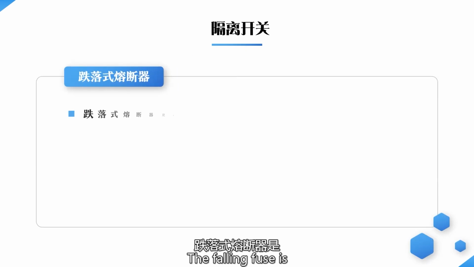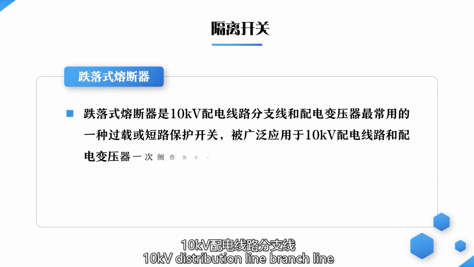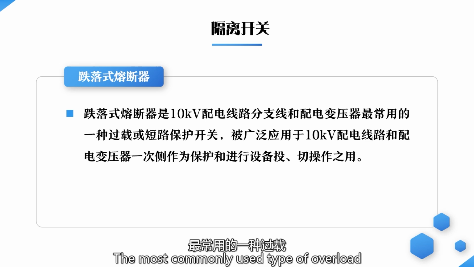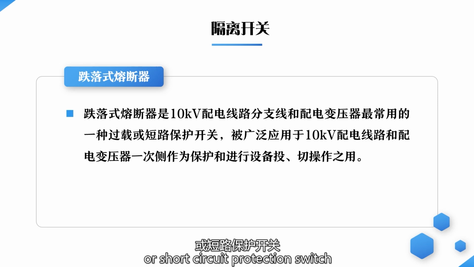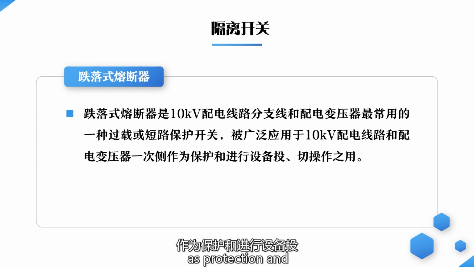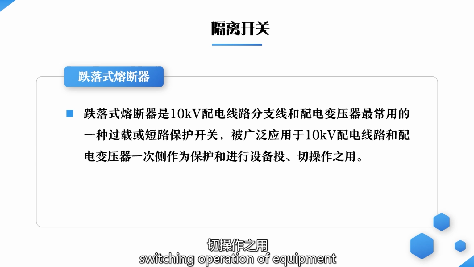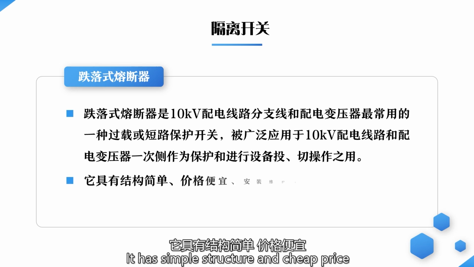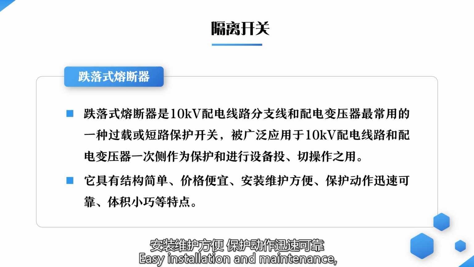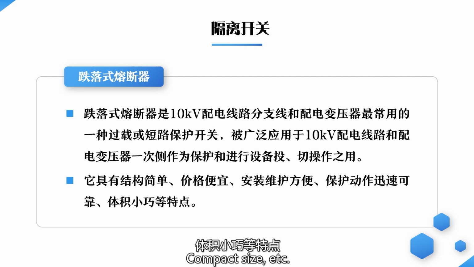The following field is the 10 kV distribution line, branch line, and distribution transformers. It is the most commonly used type of overload or short circuit protection switch. It is widely used in 10 kV distribution lines and distribution transformers as protection and switching operation of equipment. It has a simple structure, cheap price, easy installation and maintenance, quick and reliable protection, compact size, etc.